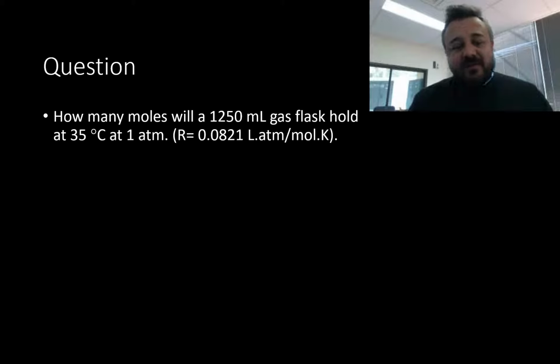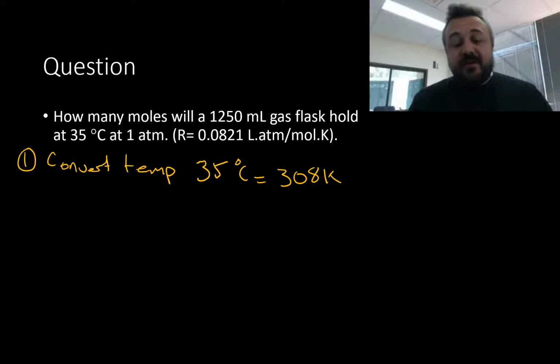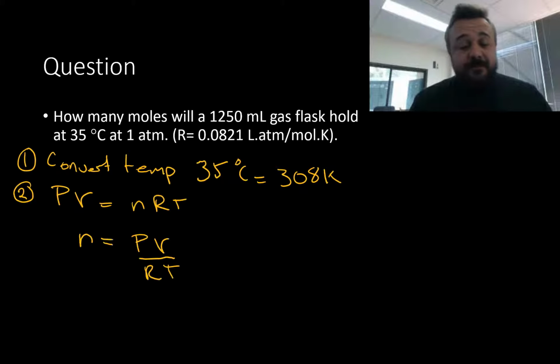So let's have a look at a question. How many moles will a 1250 milliliter gas flask hold at 35 degrees Celsius at 1 atmosphere? And R equals 0.0821. First thing we need to do is convert the temperature. So 35 degrees Celsius goes to 308 Kelvin. Then we apply our PV equals nRT. We rearrange it to get the moles on one side.